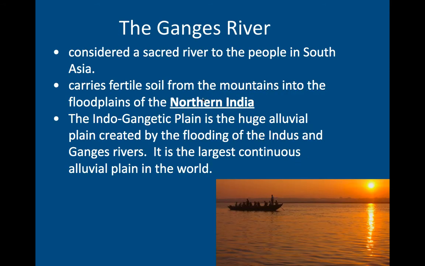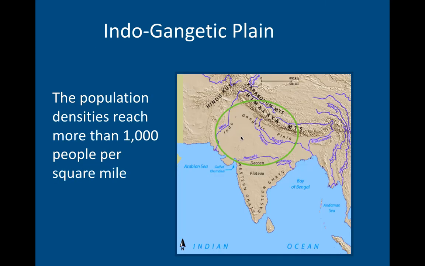Okay, you've got India, you're going to put the Ganges. It's a very sacred river, very sacred in the Hindu religion as well. It has very fertile soil coming from the mountains and going down into India, which makes it very fertile in the northern part of India. The Indo-Gangetic Plain is a huge alluvial plain, and an alluvial plain is where flooding happens, and it creates very fertile soil. It's right here in this region, circled right here, the Indo-Gangetic Plain.